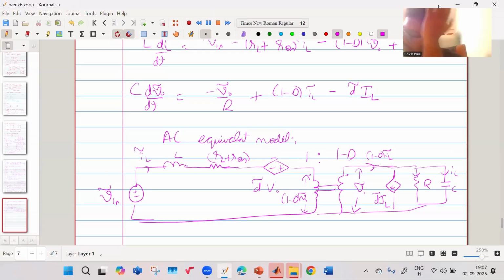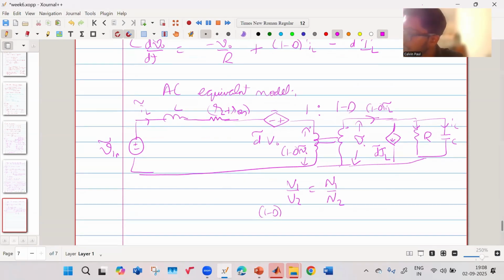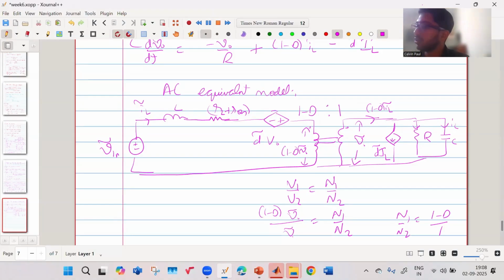Because we know for a transformer you have V1 upon V2 is equal to N1 upon N2. Right? So what is our V1? Our V1 is 1 minus D into V0 perturb from V0 perturb. This is N1 upon N2. Okay, so your N1 upon N2 should be equal to 1 minus D upon 1. Correct, you're correct. Sorry. So this is 1 minus D is to 1. Okay.